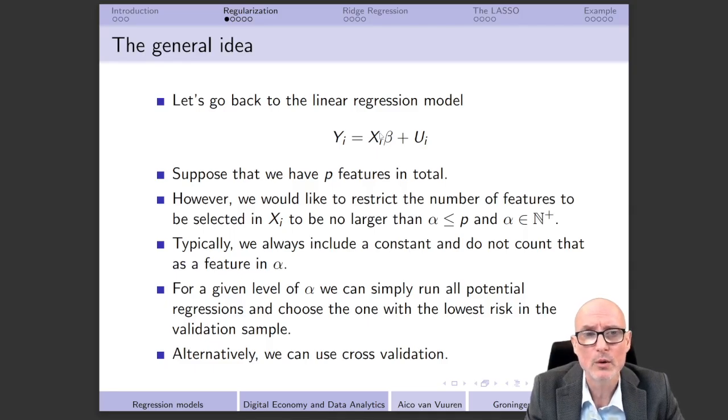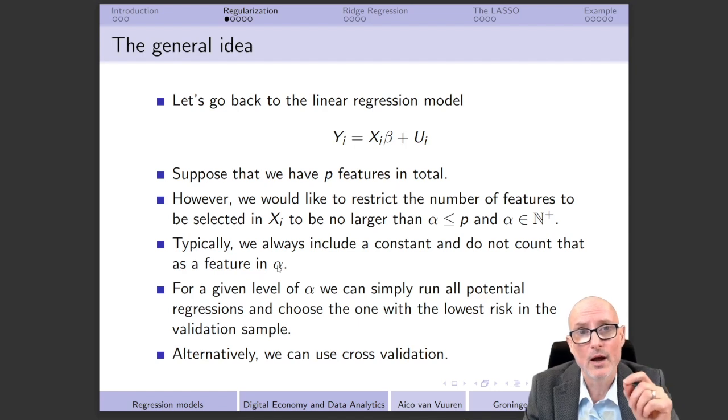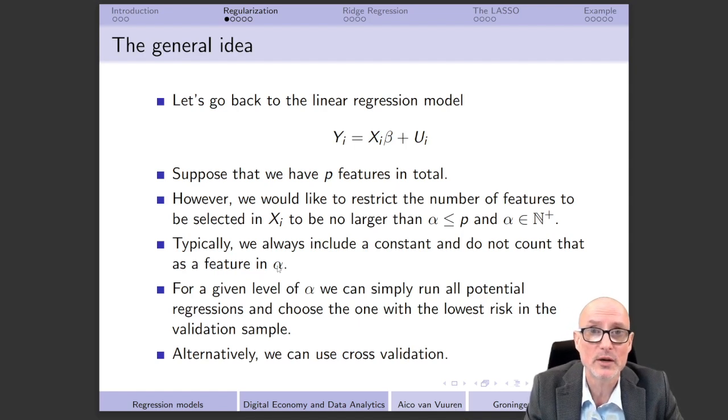So therefore, what we typically do is that we do not count the constant in this alpha that we have over here, which implies that, for example, at the moment that we have alpha equal to 1, we are going to run a regression of yi on a constant and one additional feature. Alpha equal to 2 means that we are going to have a regression of yi on a constant and 2 different features, etc.